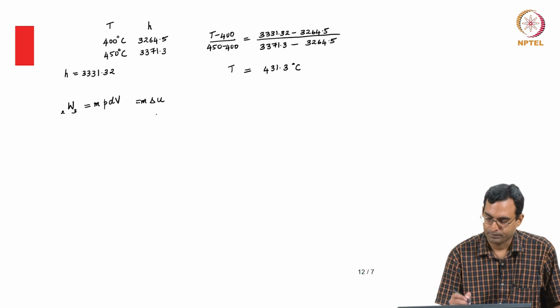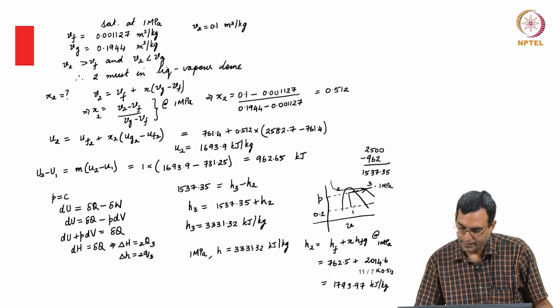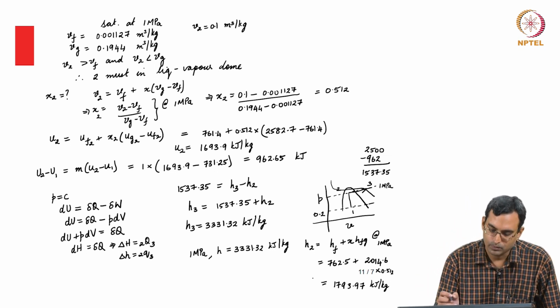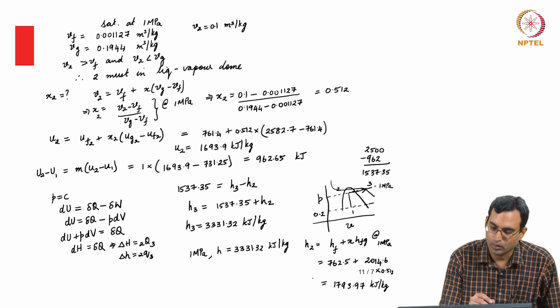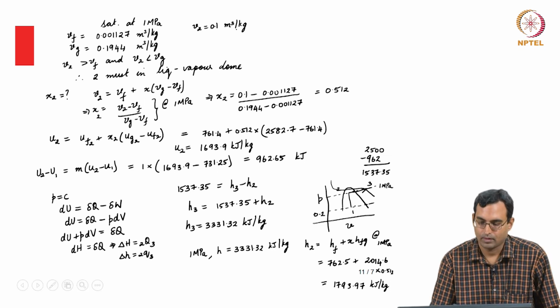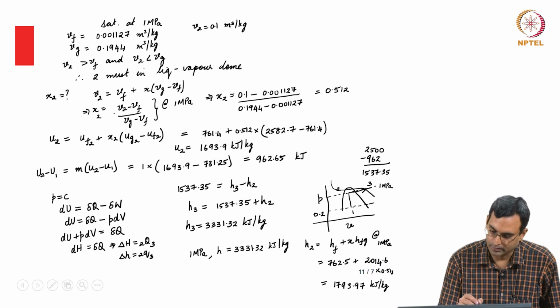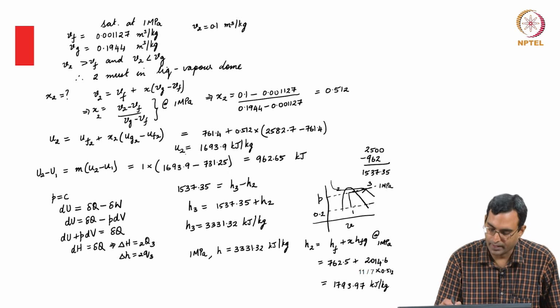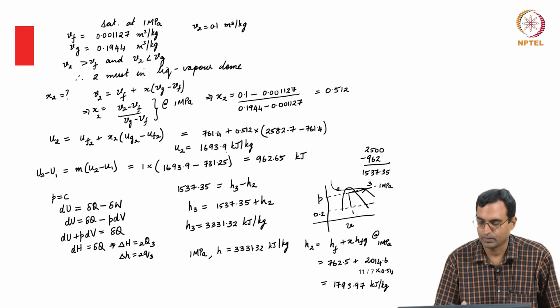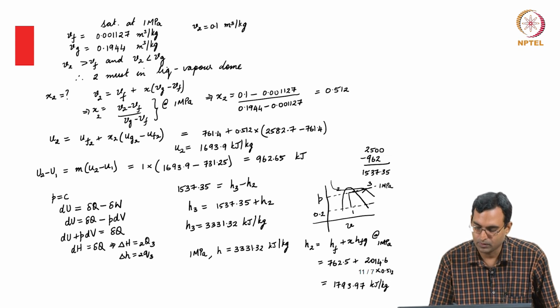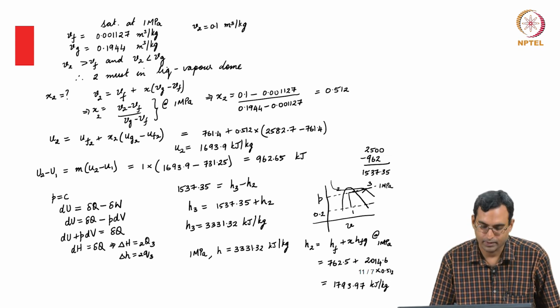So, let me see what I already have at state 2. At state 2, I knew the specific volume. So, I will possibly use this formula because I can find out u2. Okay, I have u2 also. So, any of them is okay. It is the same number of steps for me. So, let me use u because I have u2. u2 is 1693.9.